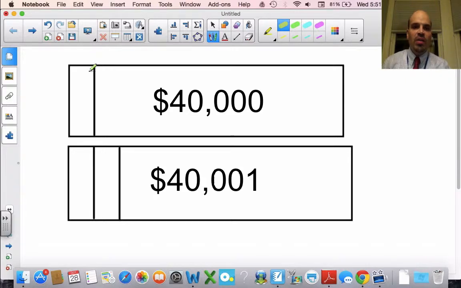Just to illustrate how unfair this is, I made two blocks. One is $40,000 and one is $40,001. This is my 10% of my 40,000, that's my 4,000 bucks. But if I make one additional dollar, I now have to pay 20% of my entire block, which would be a little bit more than $8,000.